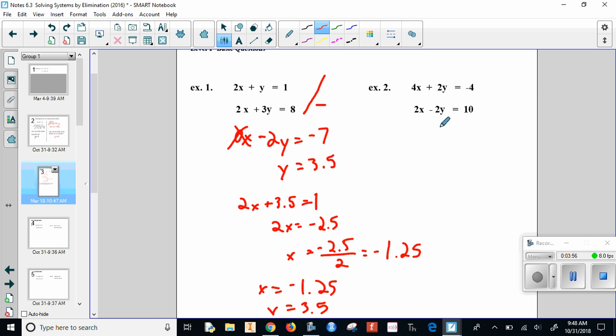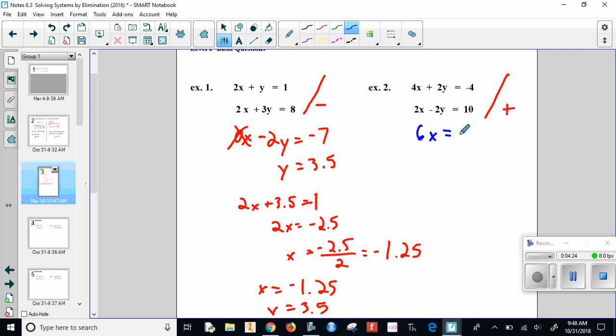Let's try another one. First we have to see, do we add or subtract? If I add these, I get 6x. If I add these, I get 2y plus negative 2y. Oh, that'll cancel out. So adding looks like the thing that we're going to do. So when I go down, I'm going to get 6x. I should probably do this in a different color so you can see the difference between the two. That's going to cancel out.